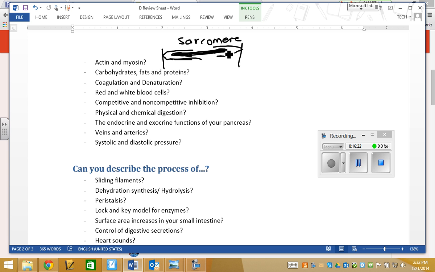Do I know the difference between carbohydrates, fats, and proteins? I'm going to remind you that proteins have nitrogen in them, while the other two don't. Carbohydrates generally have sort of a hexagon shape about them, whereas fats usually have a backbone with 3 strands on them, a triglyceride fat.